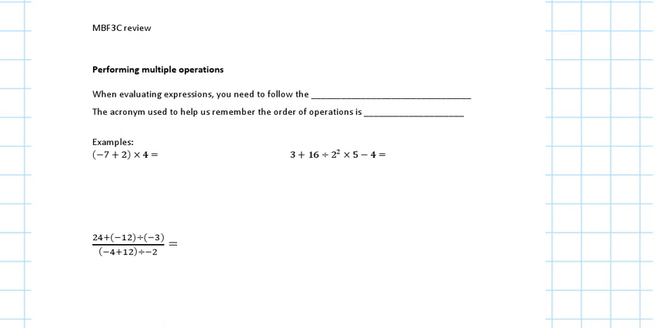Now, most of the time, we're not going to have just two things multiplied together or added or subtracted. We're going to have multiple operations happening at the same time. And when evaluating an expression, you need to follow the order of operations. It's the same as when you're cooking. You can't put the cake in the oven before you mix it with the eggs. So you have to follow a certain order. Same with math. We call it the order of operations.